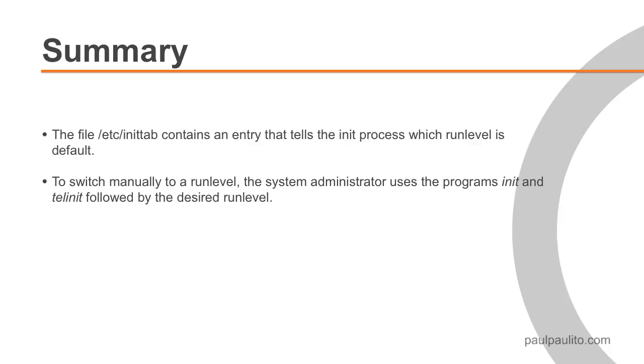The file /etc/inittab contains an entry that tells the init process which run level is default. To switch manually to a run level, the system administrator uses the programs init and telinit, followed by the desired run level.